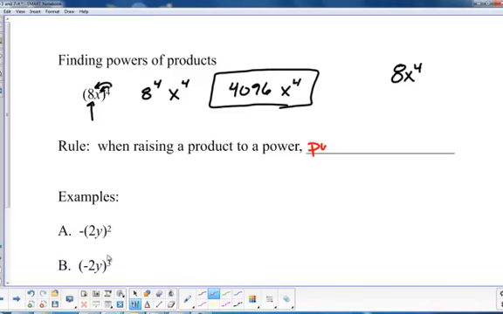you need to put the power to everything in parentheses. And then you also multiply the powers.